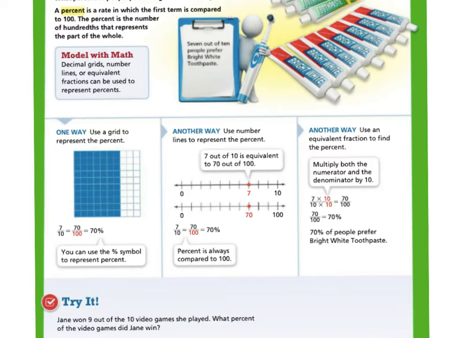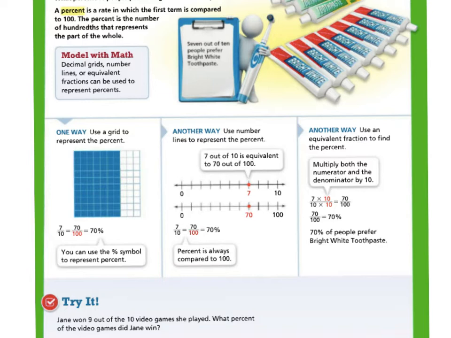Another way you can do this is using a number line. 7 out of 10 is equivalent to 70 out of 100. So if you line these up and you count by 10s on the bottom number line and you count by 1s on the top number line, you notice that 70 and 7 line up and 10 and 100 line up. Therefore, the percent would be 70%.